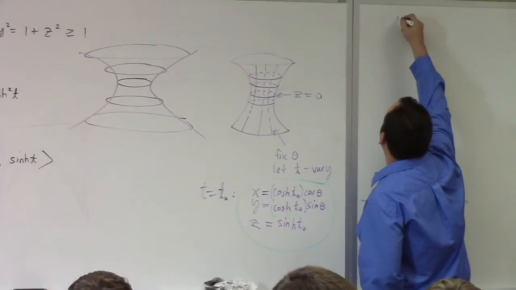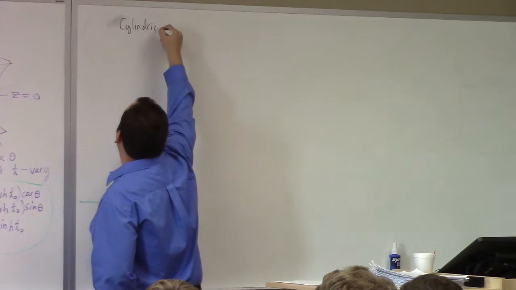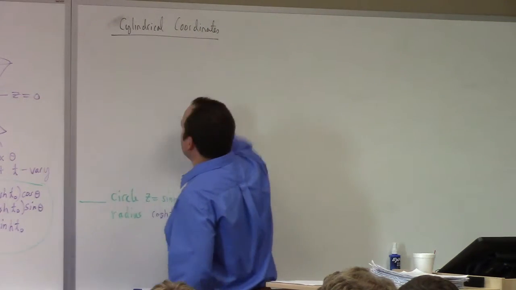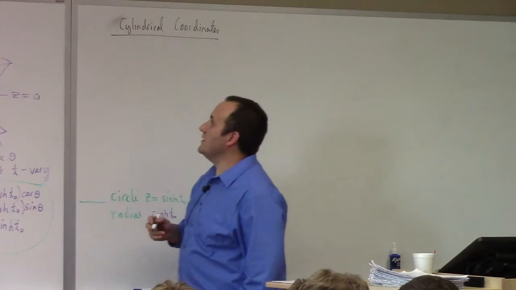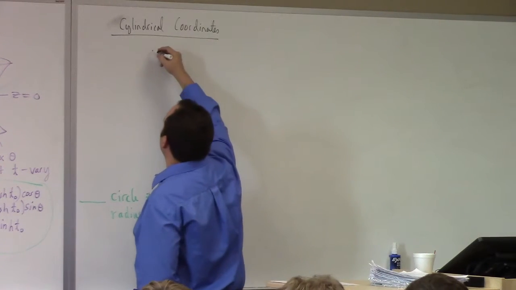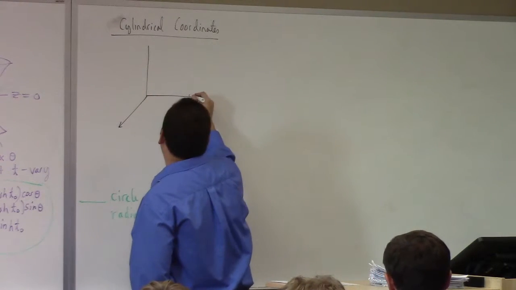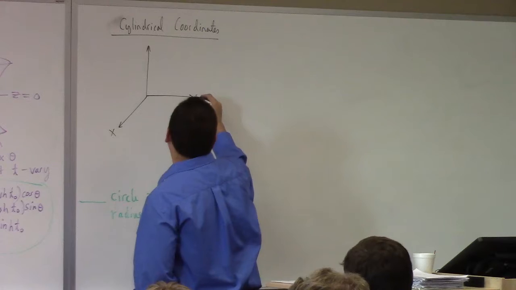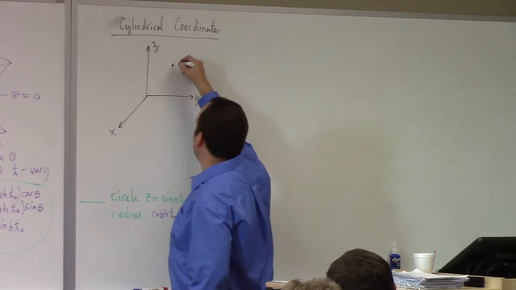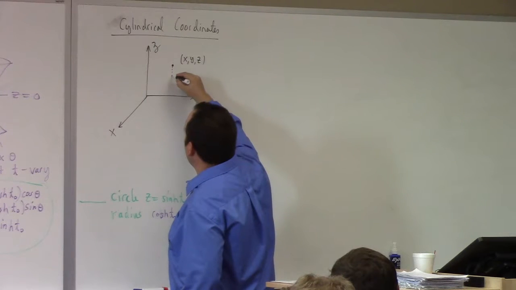So let's see here. We have cylindrical coordinates. And we also have spherical coordinates, but I'll start with cylindrical. So the cylindrical coordinates, how does that work? Here's x, y, z. How are cylindrical coordinates related to the Cartesian coordinates? If I pick a point, say x, y, z, how is that related to the cylindrical coordinates? What's the definition? Well, you actually already know these things.